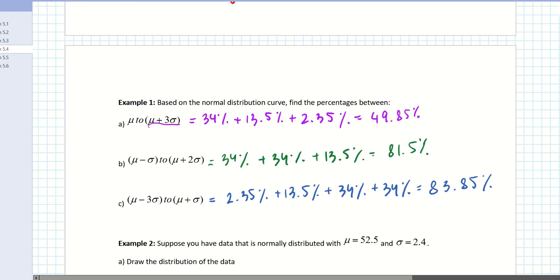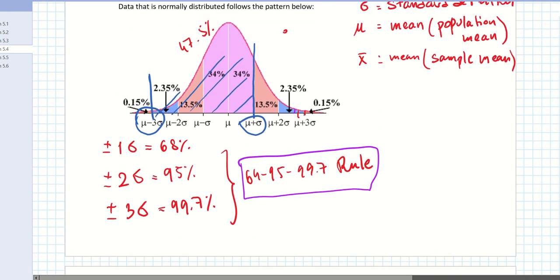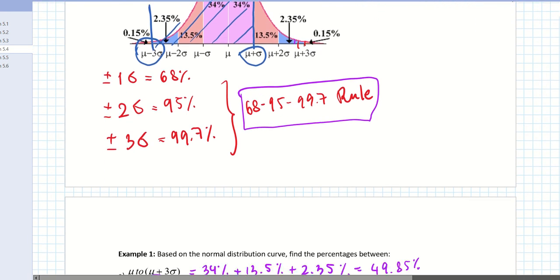Okay. So that's one example where we just use the 68, sorry, there's a mistake here. It should be 68 because 34 plus 34 is 68. So that's how we can use the 68, 95, 99.7 rule to answer simple questions like these. When we're given the values for the mean and the standard deviations, you can actually answer it just in percents.